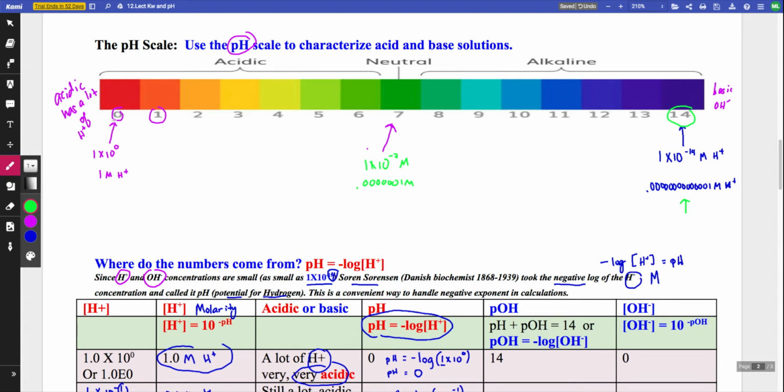pH of 0 means 1 times 10 to the 0, which is the same as 1 molar, which means you have a lot of H pluses, which makes it very acidic. And in the middle, you have neutral amount. You have equal amounts of H pluses and OH minuses, and they add up to negative 14, so the other one, the OH, will be negative 7 as well. That makes it neutral.